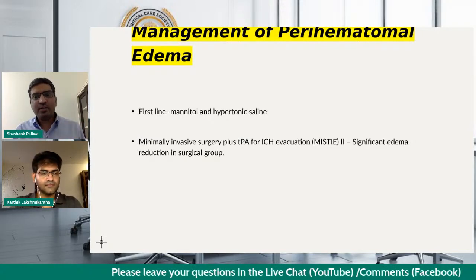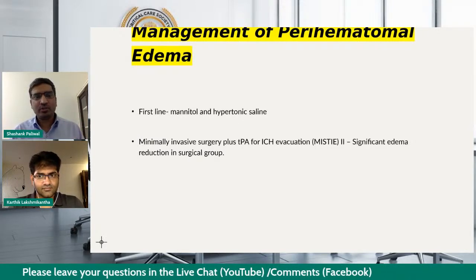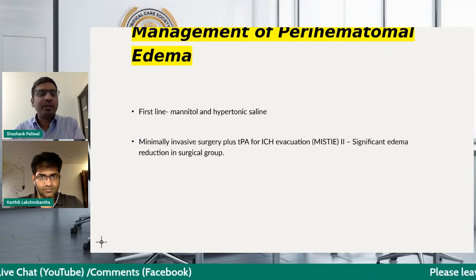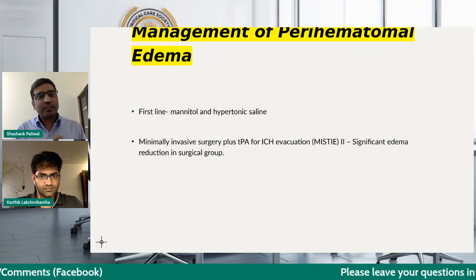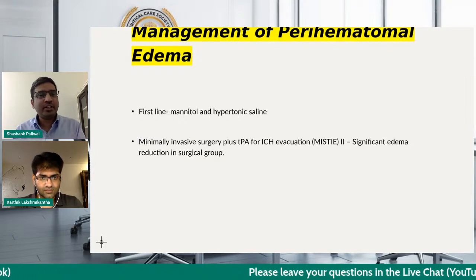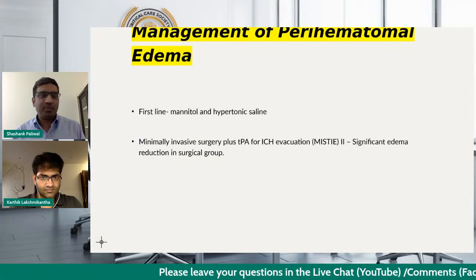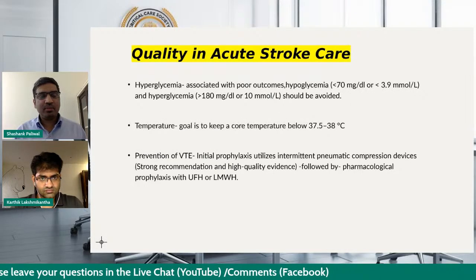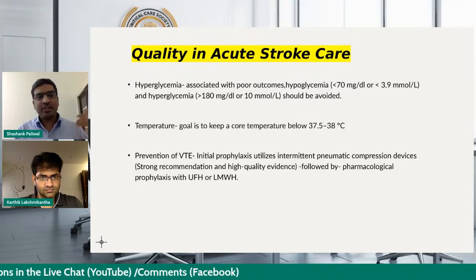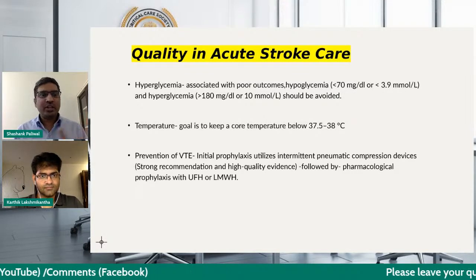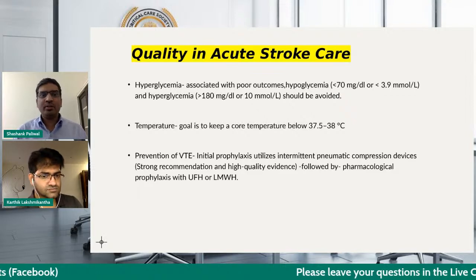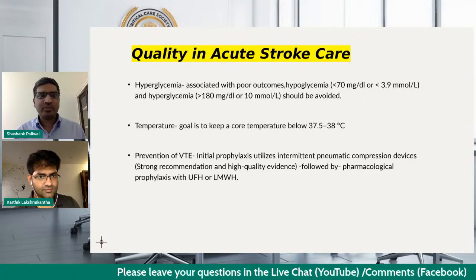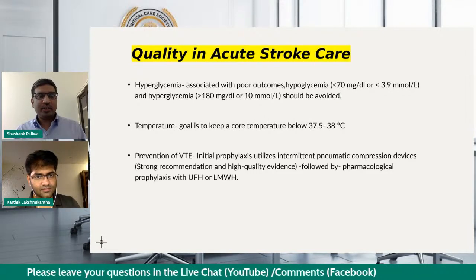And the earliest study has also shown that if we remove the hematoma, there is significant edema reduction as well. So even surgical intervention can manage the perihematomal edema. Now, once we have discussed the medical and surgical management, there are general things we do in the ICU to improve quality of care in acute stroke. These are a few points which need to be discussed.